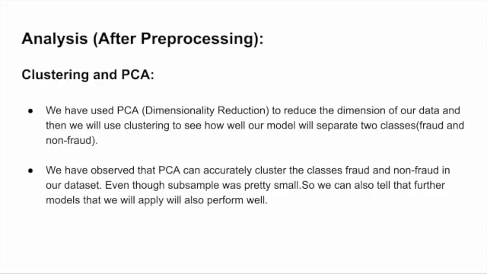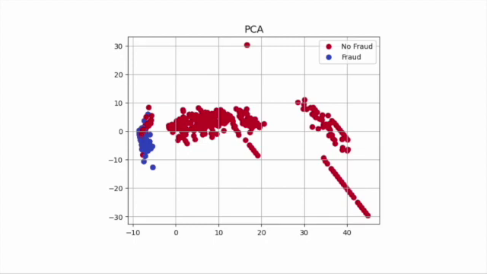After that, we have done the clustering and PCA. PCA is a dimensionality reduction technique to reduce the dimension of our data, and then we used clustering to see how well our model separates these two classes. We have observed that PCA has very accurately clustered both classes, and even though the subsample was pretty small, it has done pretty well. Here is the graph of that, and we can observe that both classes have clustered very well.